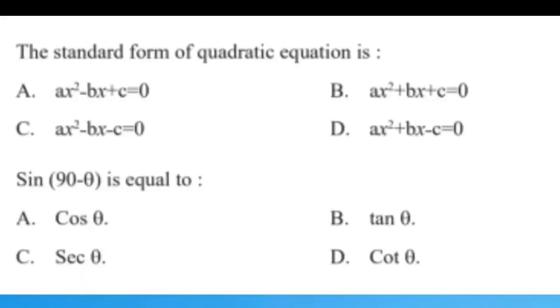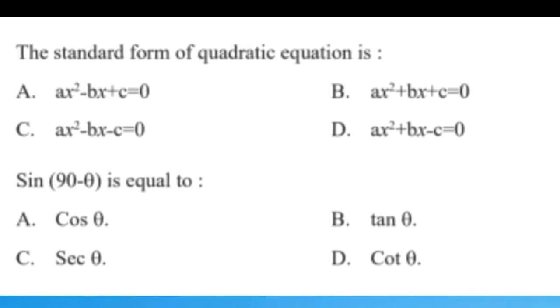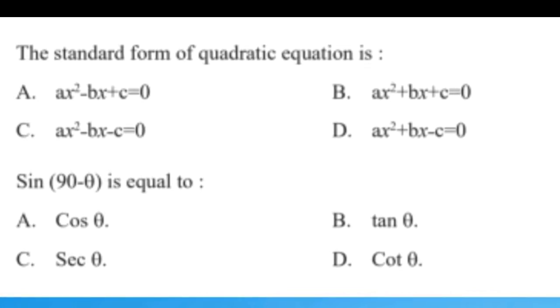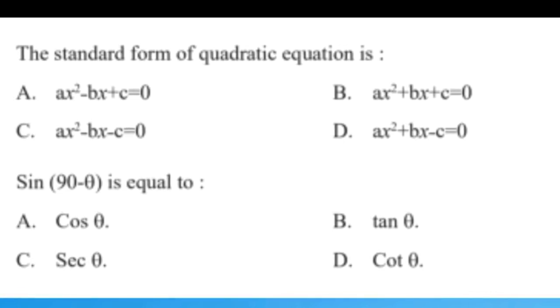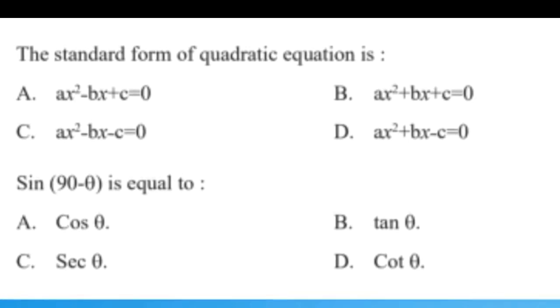Okay, the next question is the standard form of a quadratic equation is. Many times I have said for you people, children, the standard form of a quadratic equation is ax square plus bx plus c equals to 0. So which option is right? The B option is right, ax square plus bx plus c equals to 0. So you need to shade the B option.